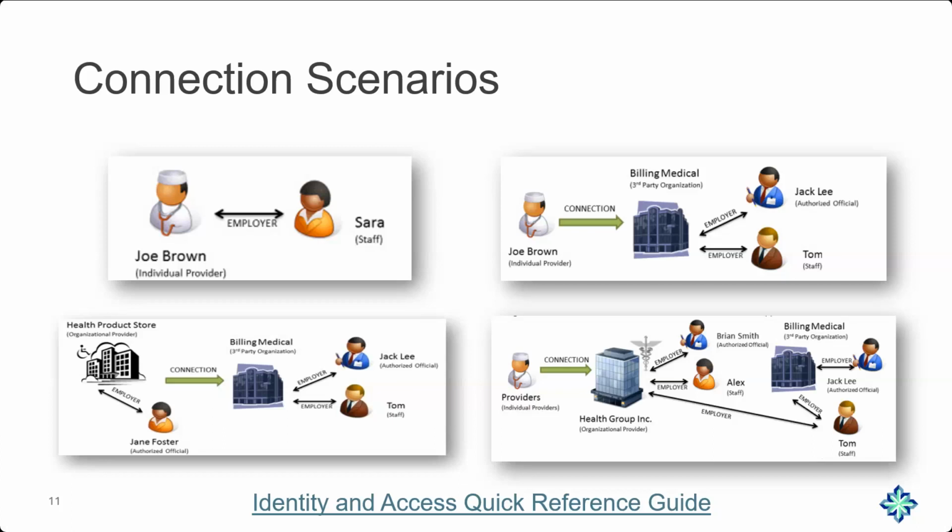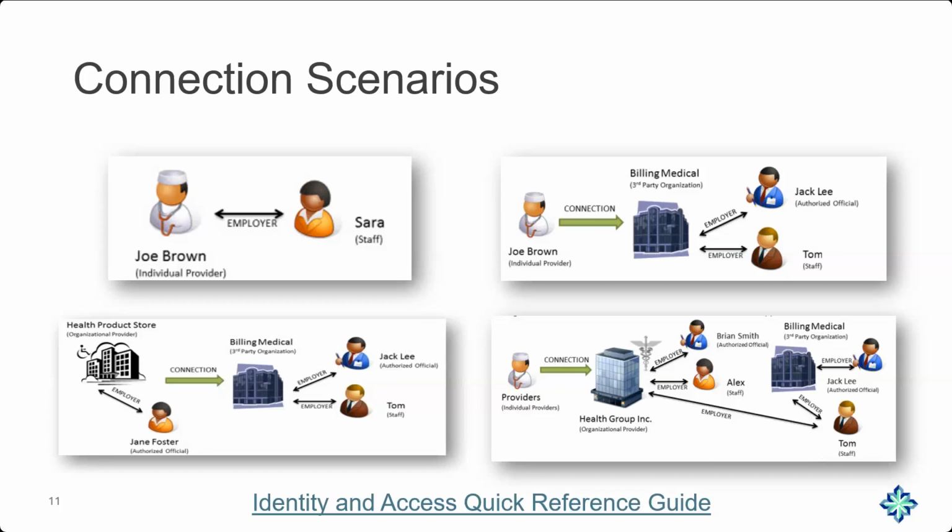If you're going to the right, so that top image on the right, this is going to be a situation where we start talking about surrogates. And surrogates is definitely one of the more common situations that we see. But here you have an individual provider that has a connection with a billing agency, and that agency has staff. While those billing agency staff are staff, they are technically surrogate users to Joe Brown because they do not have a direct employment arrangement. They have a business relationship.